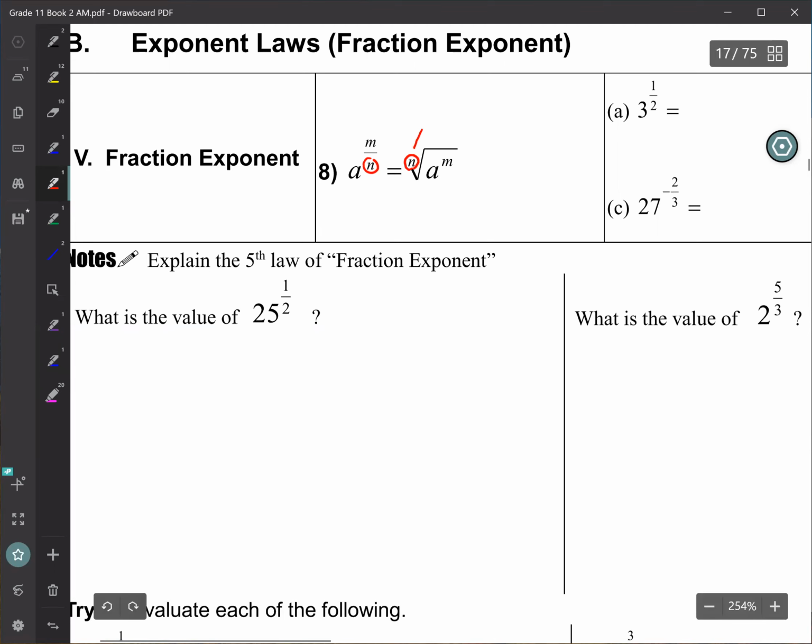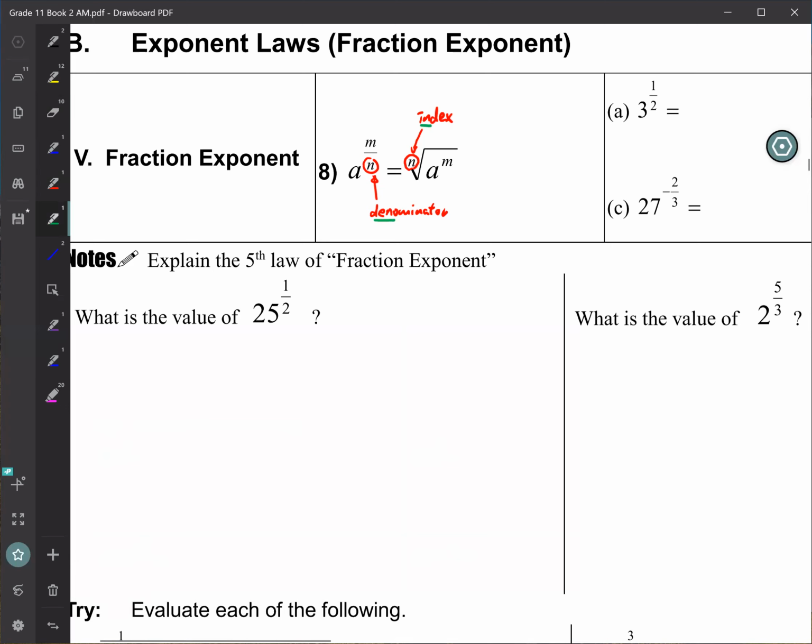The outside number, let's give it a name. This is called the index. The index number will be the same as the denominator of the exponent. So the denominator becomes the index. Just remember that: the denominator is the index.